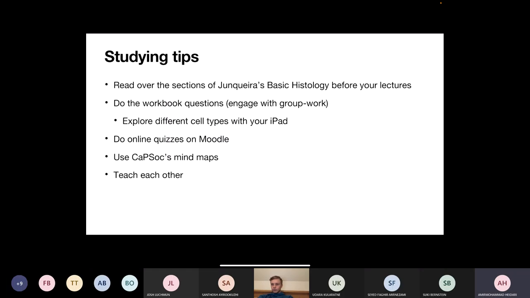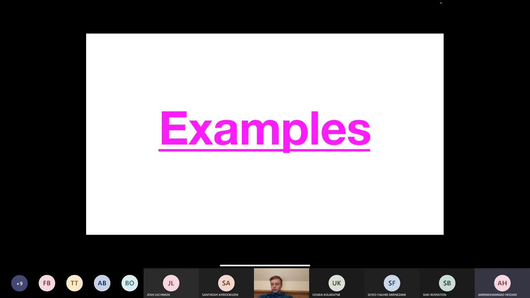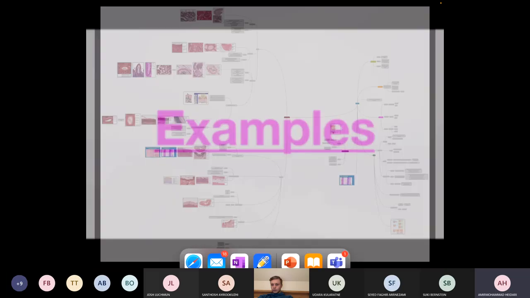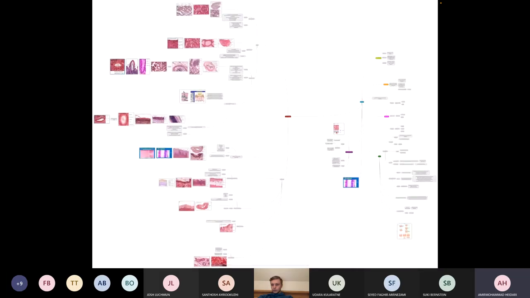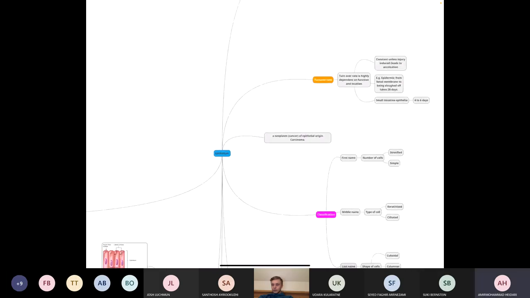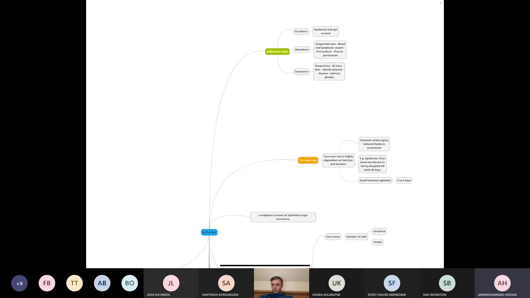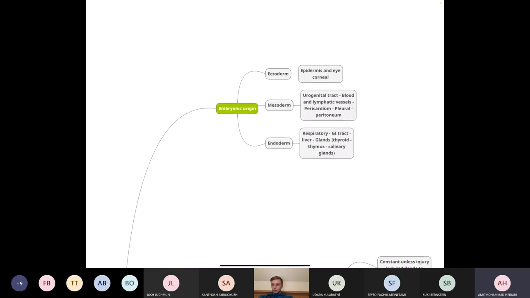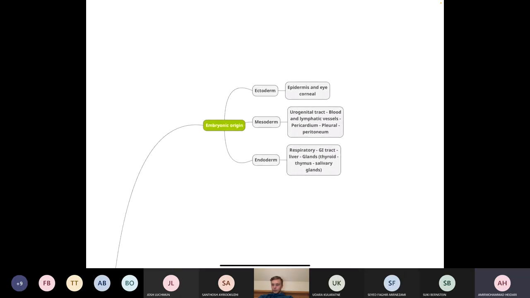So finally, the example that we're going to look at is an example of a mind map I made on epithelia. It's a huge mind map, but it has everything in the lecture that we were given in mid-19. So let's begin with the center, types of epithelia. Let's just go over some of the facts or the smaller bits before we move on to the actual tissues.